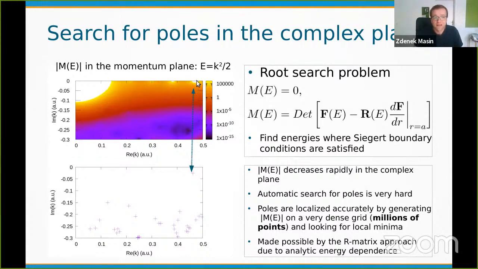From the real axis to the complex axis, it changes magnitude by about 20 orders of magnitude easily, when you move just a little bit away. This means that any automatic search for poles, which are these dots here, would be very hard. So instead, we use more or less a brute force method. We calculate this function, M of E, on a very, very fine dense grid of momenta, and we just identify the poles as the local minima in this function.